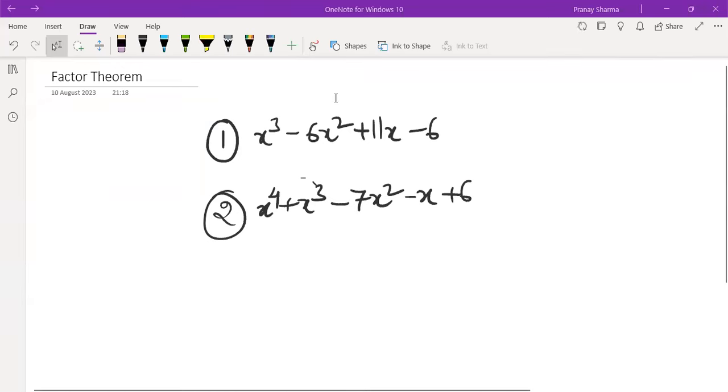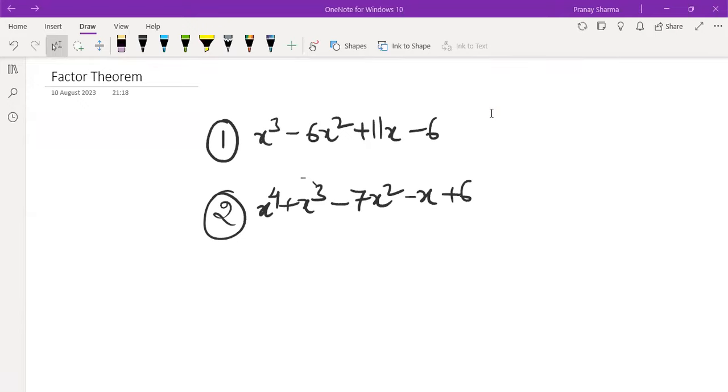I hope my screen is visible. So this is something that I get in my inbox. Sir, we wanted to have a few questions on factor theorem, right? That means how we can have some questions performed with the help of factor theorem. So I'm taking two examples, right? These are very popular. I usually get these questions in my DM. So I've taken the same, right?